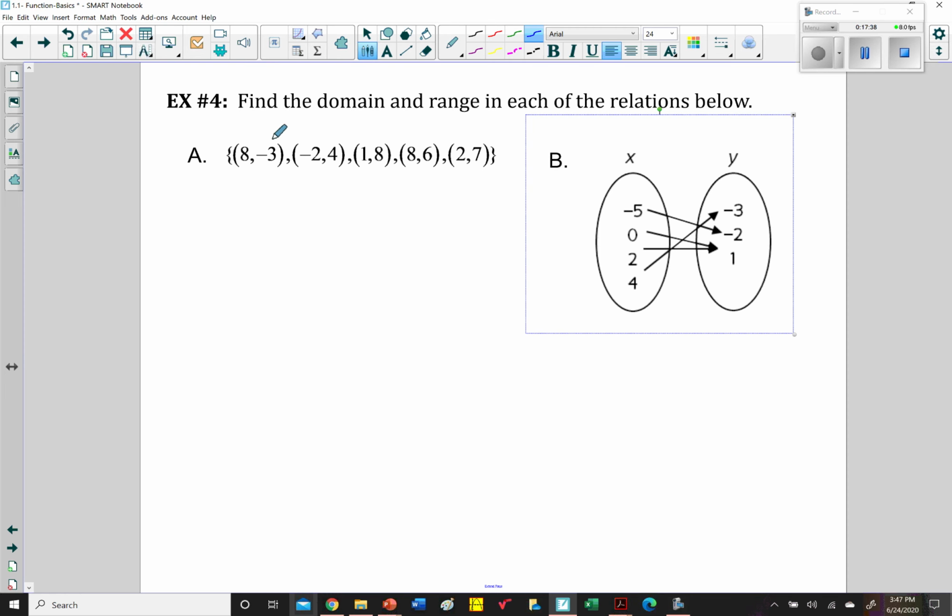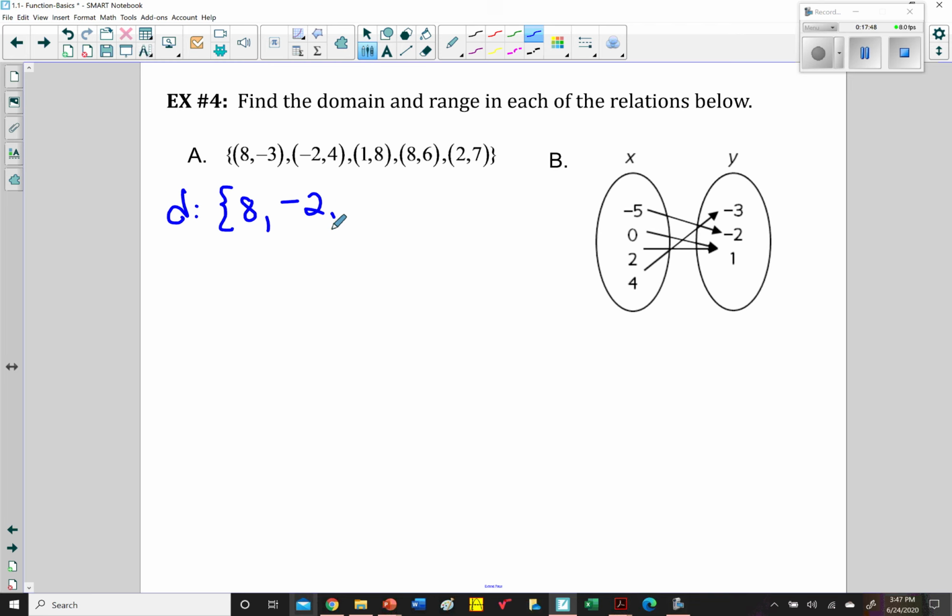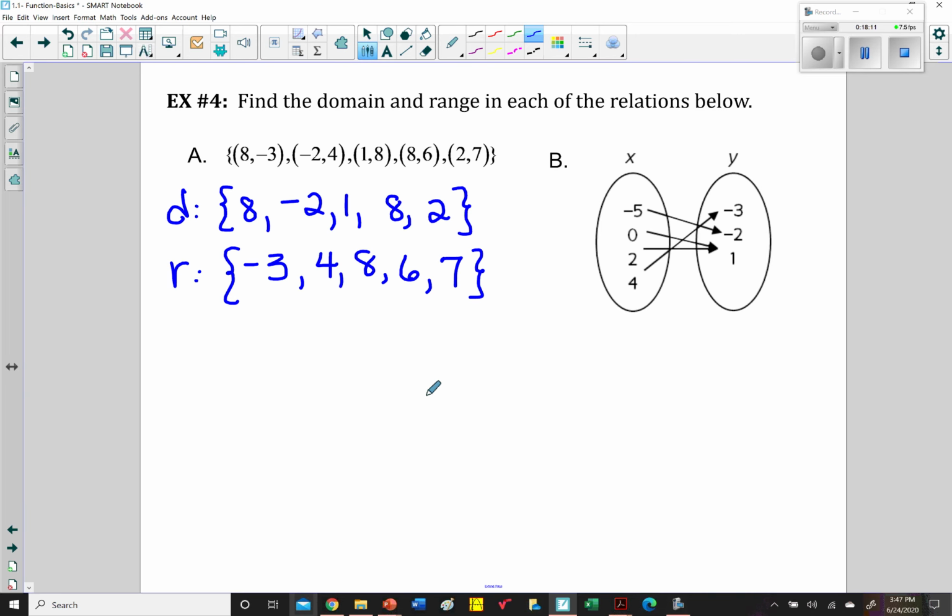In example 4, find the domain and the range in each of the relations. In part A, the domain would be 8, -2, 1, 8, 2. You notice I'm looking at each x term or the input value. The range would be the output or the y values, 3, 8, 6, and 7.